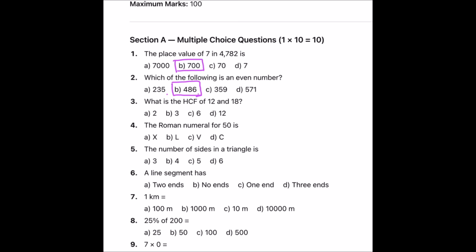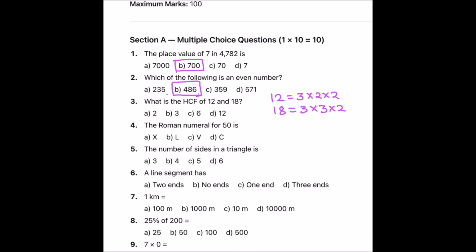Now the third question is, what is the HCF, or the highest common factor, of 12 and 18? For finding the highest common factor, we find the common factors between the two numbers. So first we'll find the factors of 12 and 18. 12 is 3 times 2 times 2, and 18 is 3 times 3 times 2. These are all prime factors.